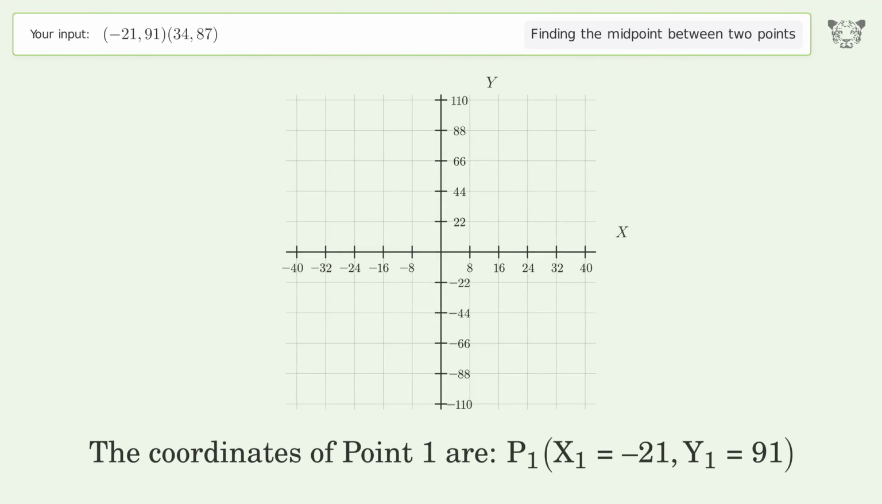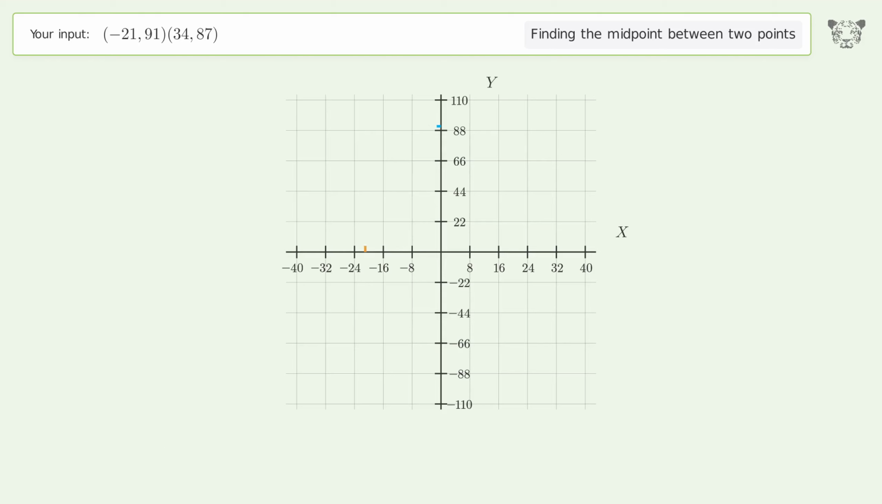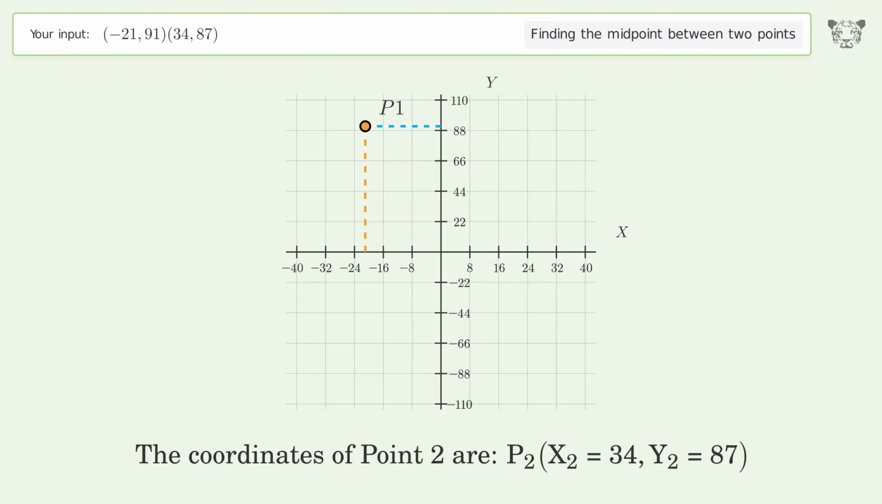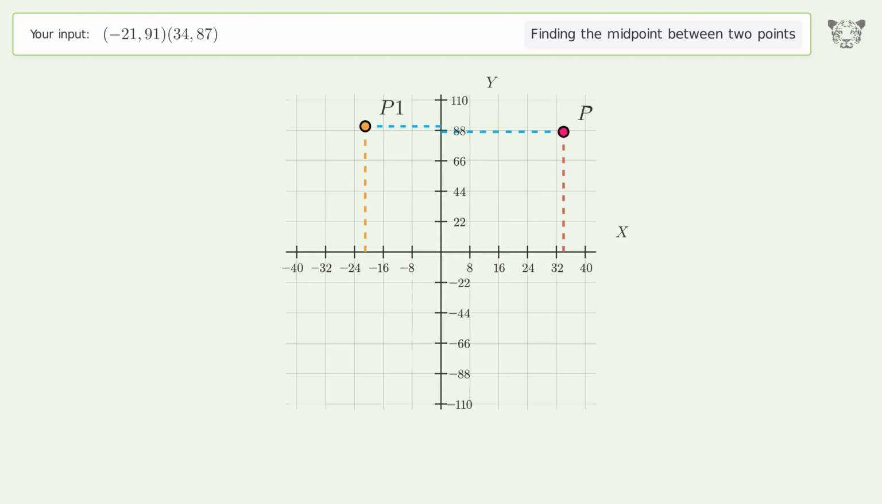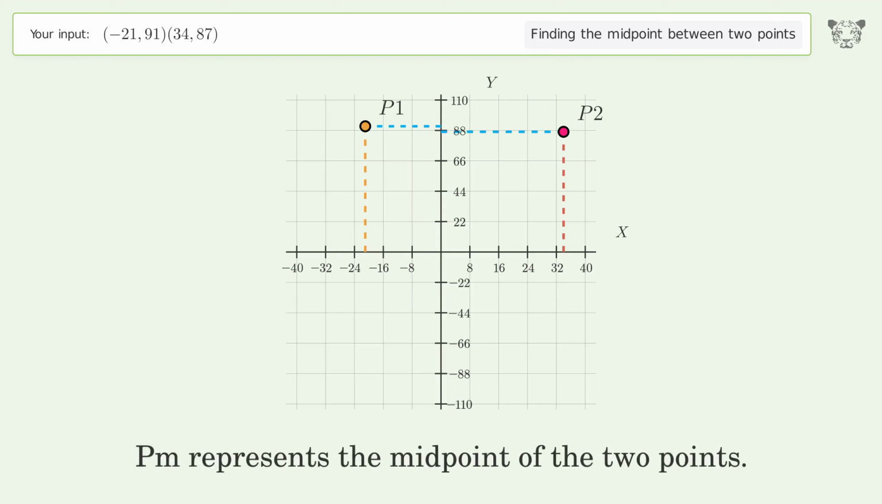The coordinates of point 1 are, x1 equals -21, y1 equals 91. The coordinates of point 2 are, x2 equals 34, y2 equals 87. PM represents the midpoint of the 2 points.